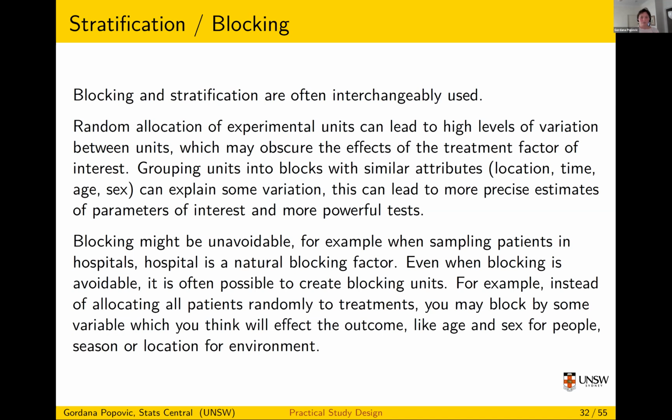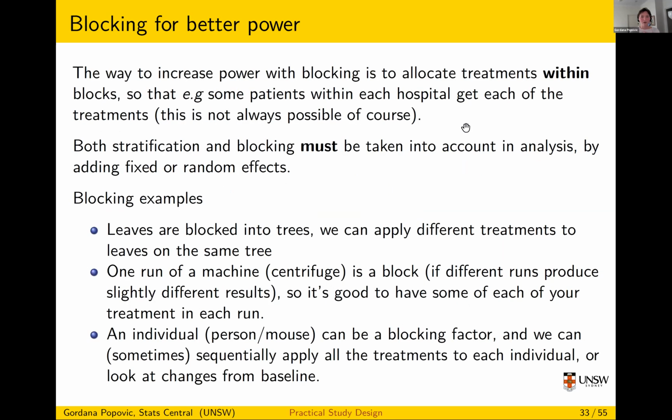So what you might do, for example, instead of allocating all patients randomly to treatments, you might block by some variable which you think will affect the outcome, like age or sex, and that might take away some of the variation. So I'll just keep going and get to the example, because that makes more sense once we have an example.